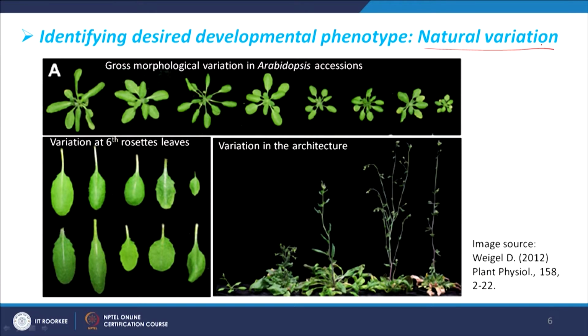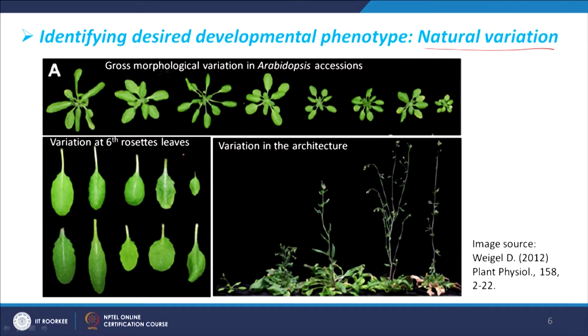If you look, for example, at this upper panel, here are different accessions of Arabidopsis thaliana, and you can see morphological variation. If you look at their leaves, the number of leaves, shape of leaves, size of leaves, there is a huge amount of variation even within the same species. So what we can do is choose any two accessions with contrasting traits, and then try to identify the associated loci.